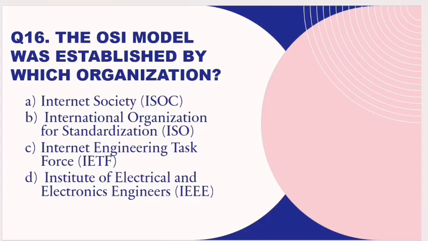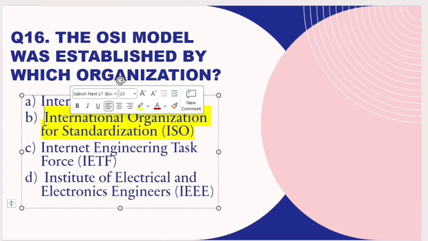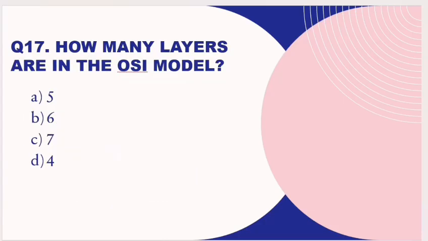I hope you all have guessed the answer right. So the right answer for this question is option B, International Organization for Standardization ISO. Moving on to the 17th question. How many layers are there in OSI model? Option A 5, option B 6, option C 7, option D 4.